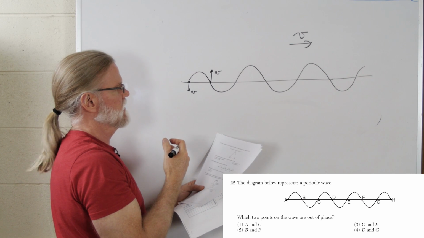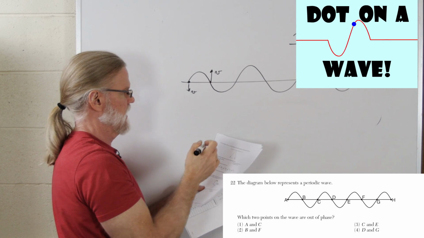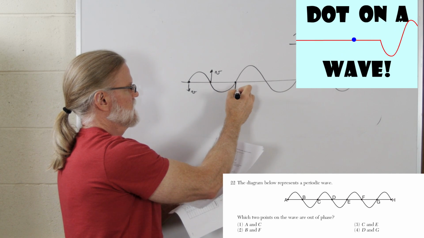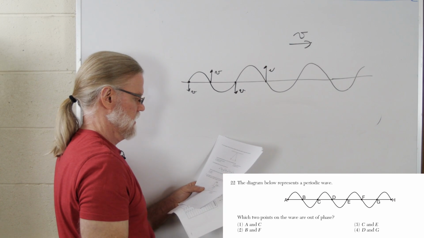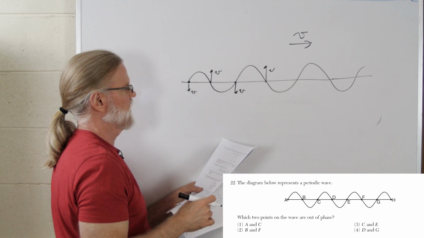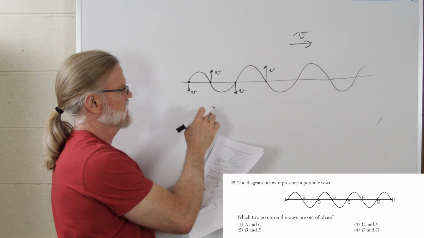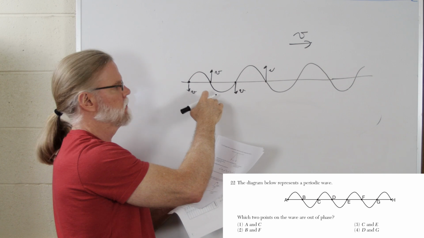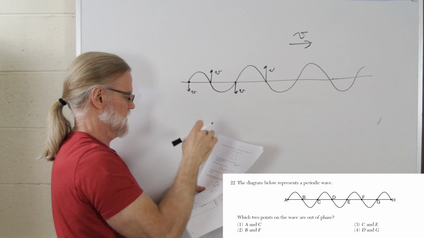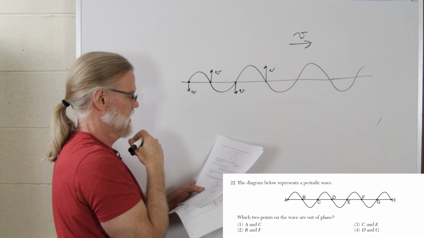Understand that if you don't, you need to make sense of that. I'm not going to spend any time doing that. C is going downward, A is going upward, and so forth. Which 2 points are out of phase? A and C are doing the same thing. They're in the same position relative to the equilibrium, and they're both going down. They're the same. A and C are in phase.